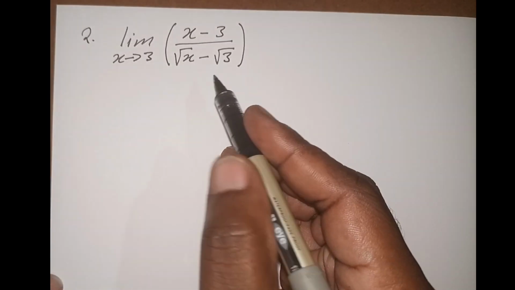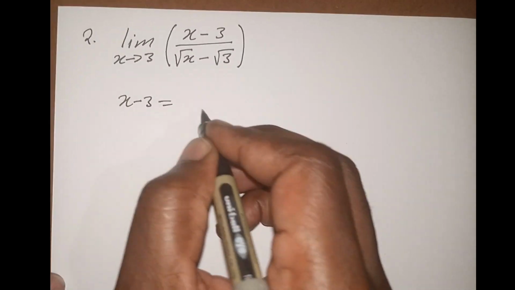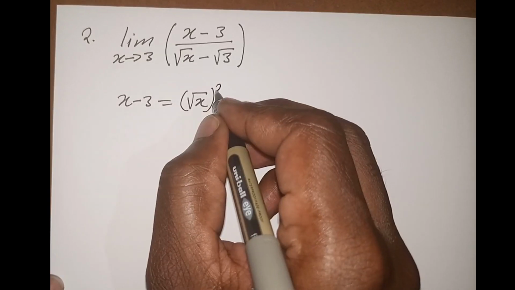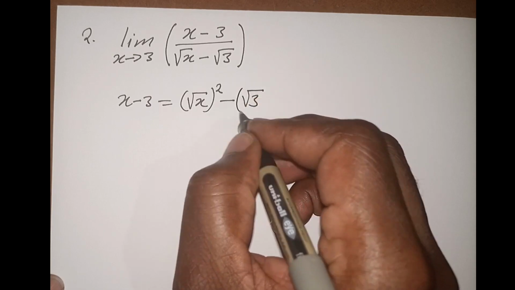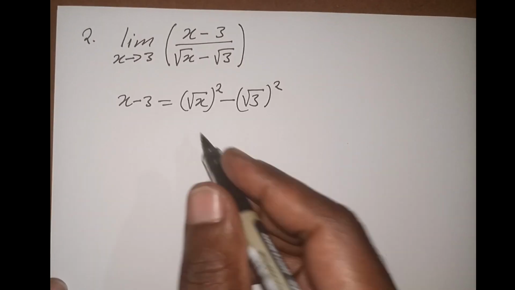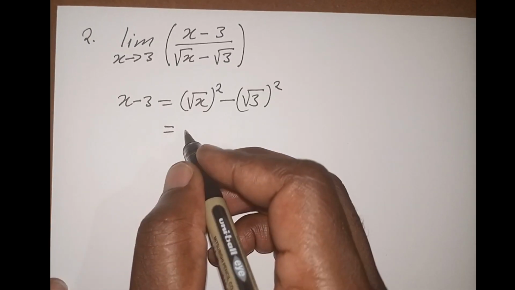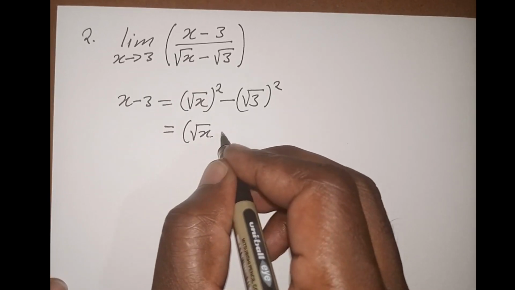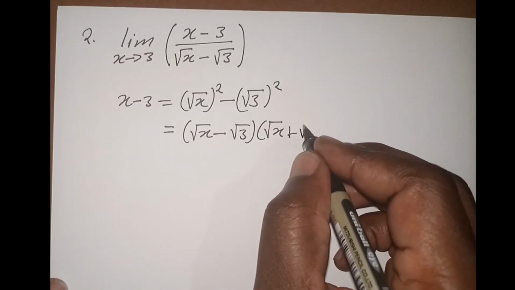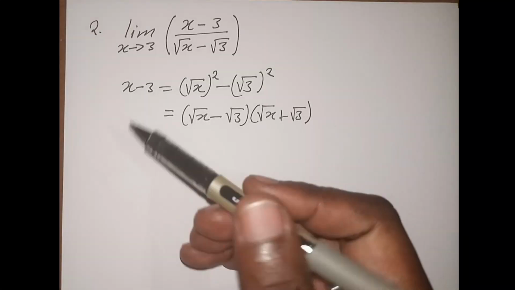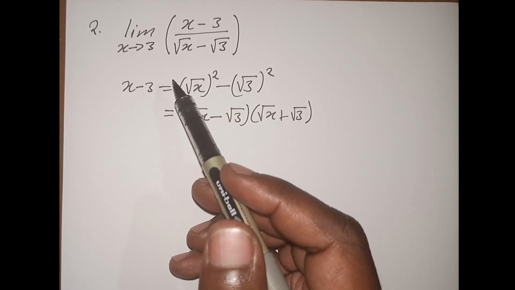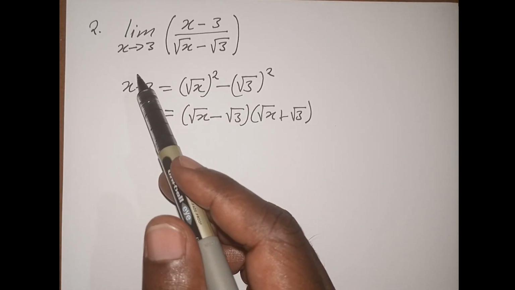So look at the numerator. x minus 3 can be written as the square root of x squared minus the square root of 3 squared. You can write it like that. Then using the difference of two squares, you can simply write square root of x minus root 3, square root of x plus root 3, as the value of x goes to 3.